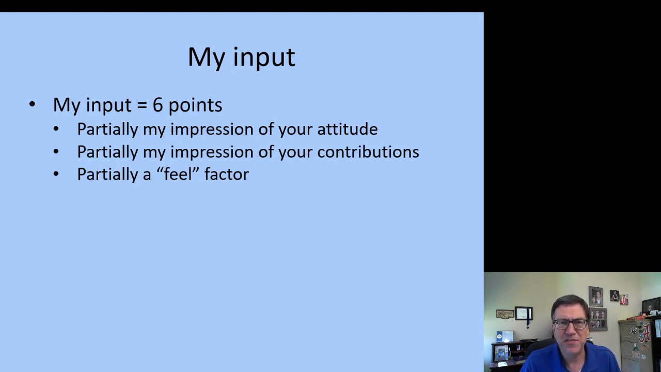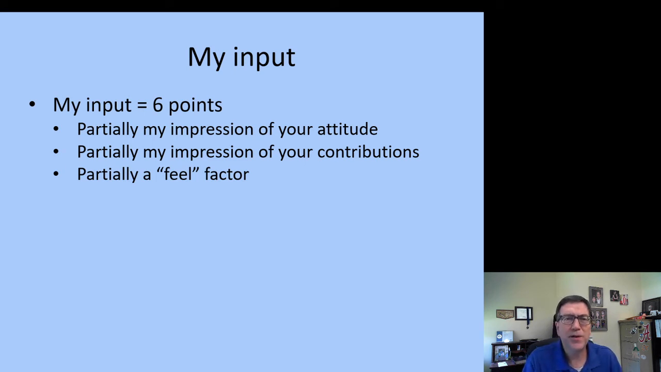And it's partially a feel factor. So all that totals up to 100. It's 54 from the candidate, it's 20 from you about the candidate, it's 20 from technical, that's 94, and then there's 6 points that I can play with.